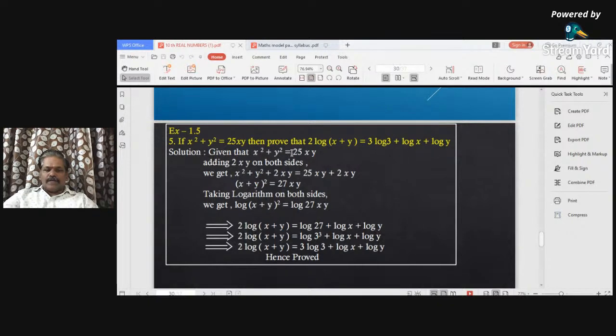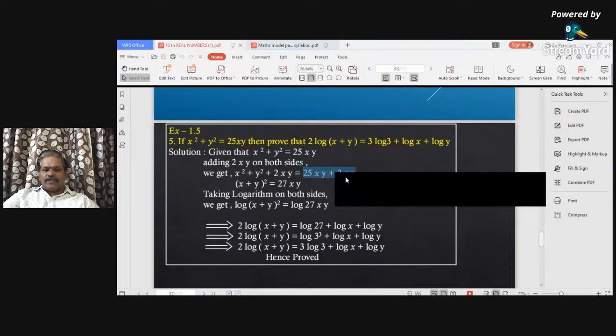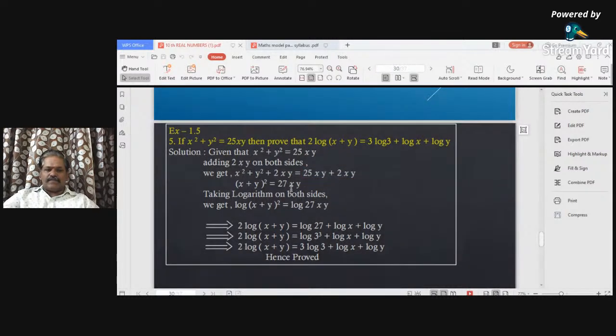Given that x square plus y square is equal to 25xy. Adding 2xy on both sides, we get x square plus y square plus 2xy. So in the left hand side we added 2xy as well as in the right hand side also 2xy. 25xy plus 2xy will become 27xy. So in the left hand side it is in the form of a square plus b square plus 2ab, that is a plus b whole square. That is x plus y whole square equal to 27xy.